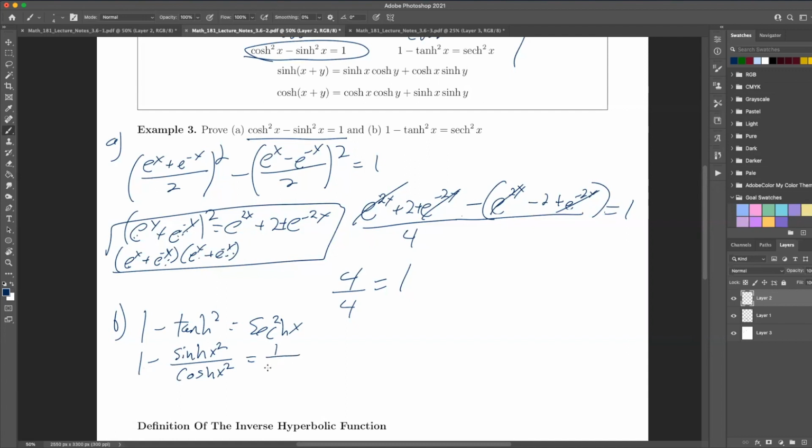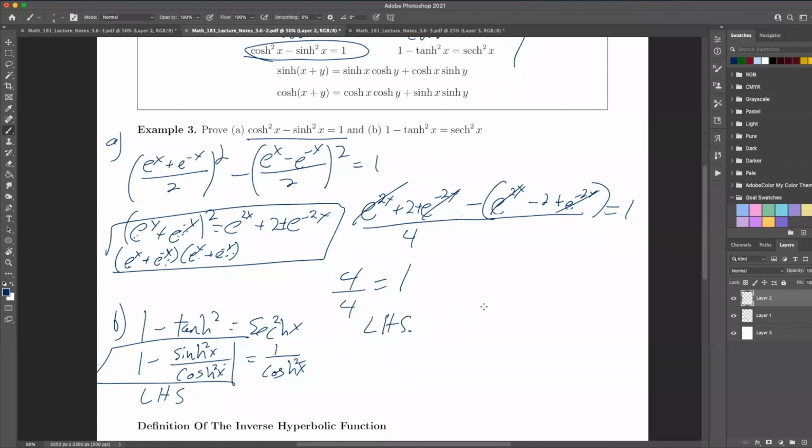One over hyperbolic cosine. Oops. These squares should be here, not on there. All right, so how would I get this to look like this? Well, here I'm going to work on this side because it's more complicated. So I'm just going to call this the left-hand side. And so the left-hand side, I'm going to put this together.